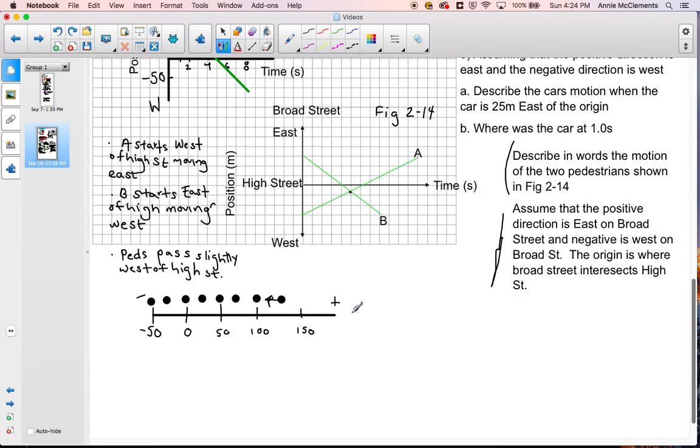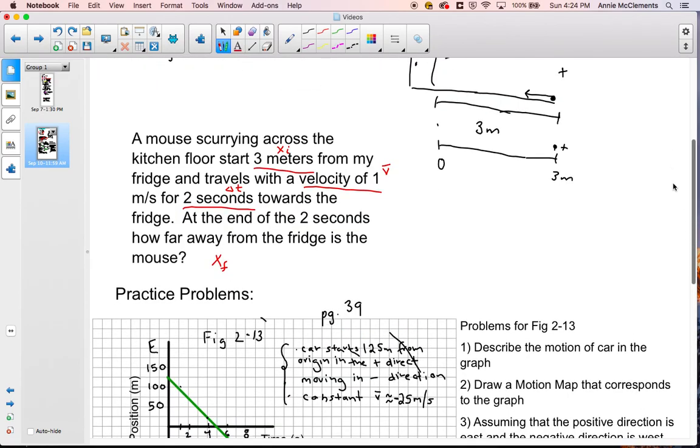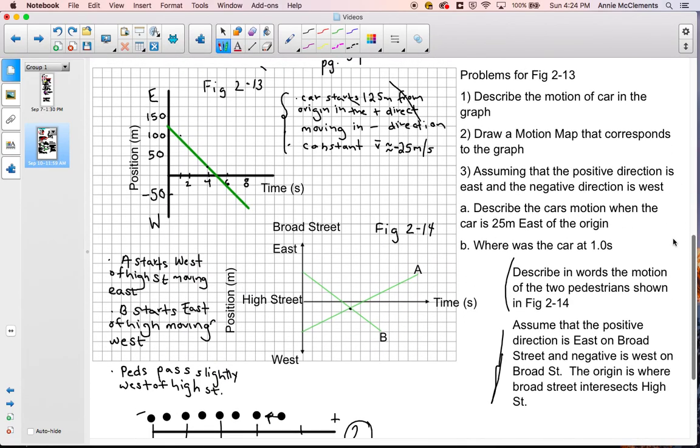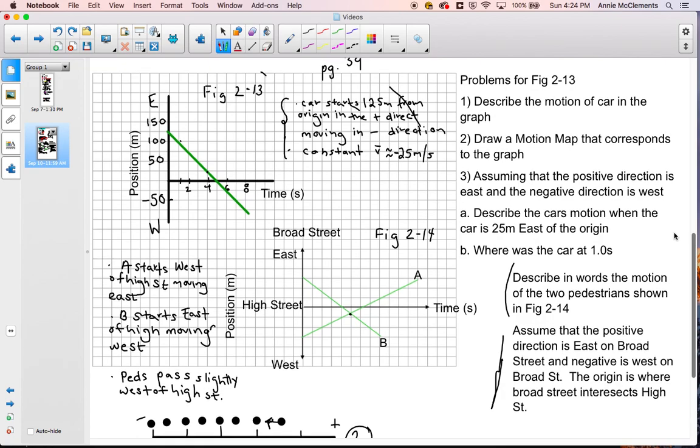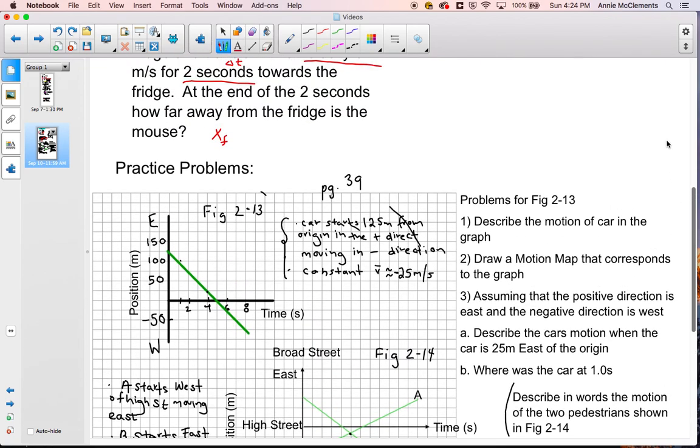Let's see, this was the answer to number 2. All right, that's all I've got for this brief video. We will work on more practice problems, including position versus time graphs, as well as velocity versus time graphs next class.